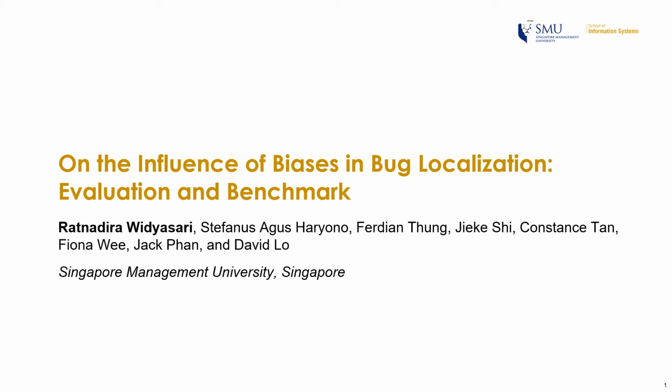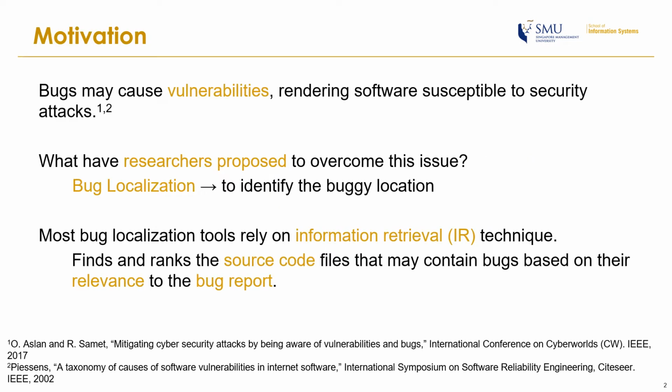In this presentation I will talk about our paper called On the Influence of Biases in Bug Localization. As we all know, bugs occur in a project due to errors or mistakes in writing the source code or faults in its design. Several previous studies have found that bugs may also cause vulnerabilities, rendering the software susceptible to security attacks. Therefore, resolving bugs in a project is a high-priority task for developers.